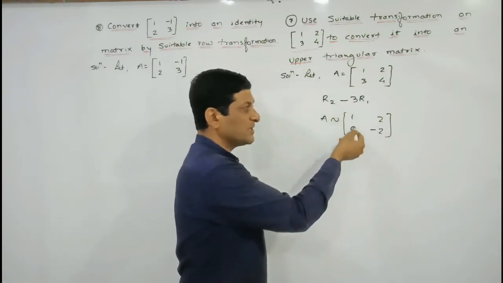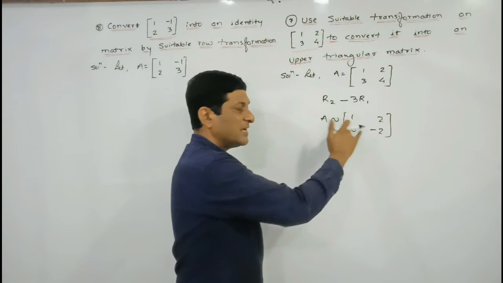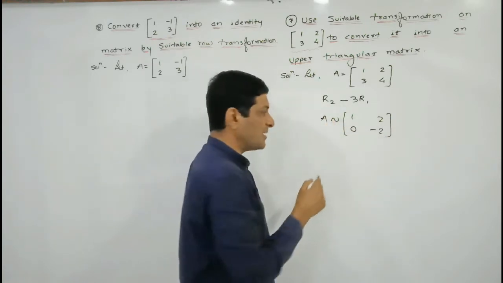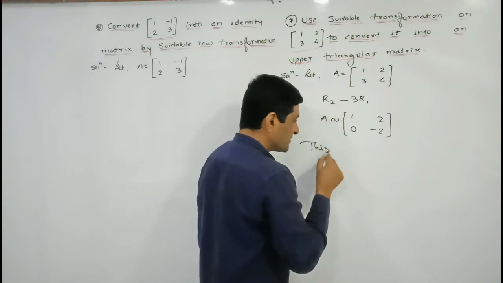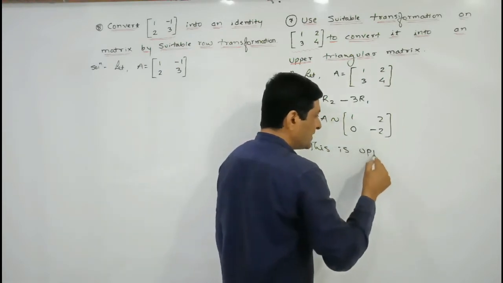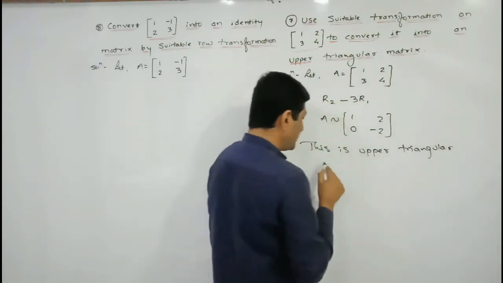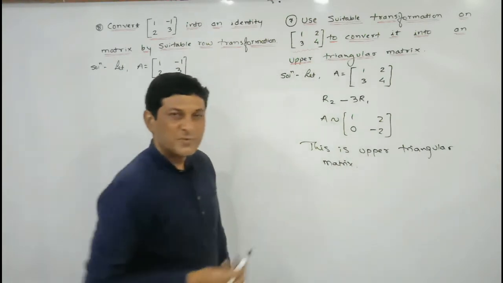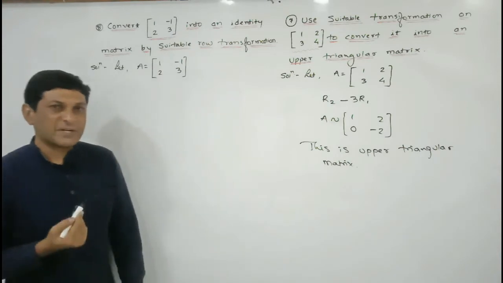Now here we can observe that these are the diagonal elements and the element below the diagonal element is 0, which means we can say that this is an upper triangular matrix. In this way we have converted this matrix into an upper triangular matrix.